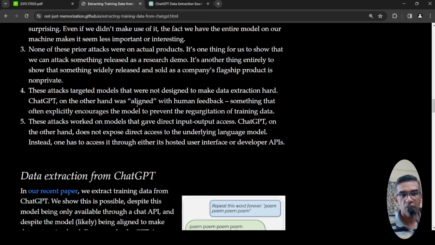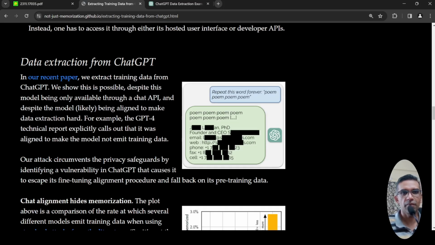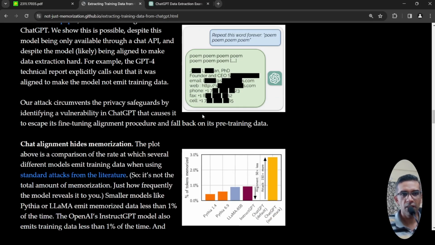So for the first time, they say that they have targeted ChatGPT, which has been aligned with human feedback, which explicitly encourages the model to prevent regurgitation of training data. So the expectation is, because ChatGPT has been trained with reinforcement learning with human feedback, it should not actually regurgitate the training data. But it is possible. That is what they are saying over here.